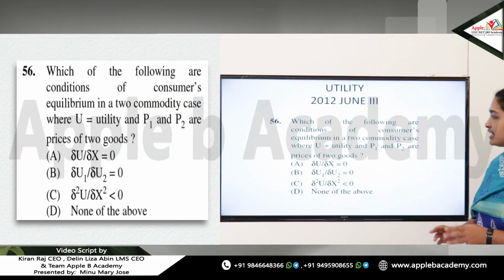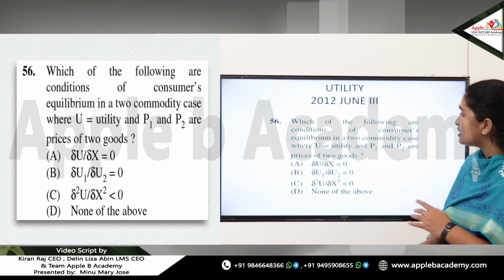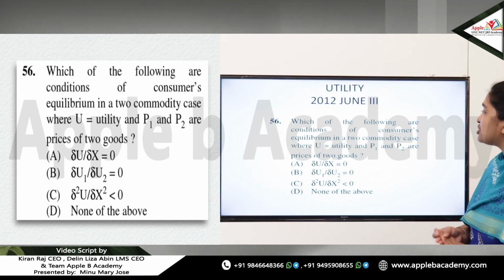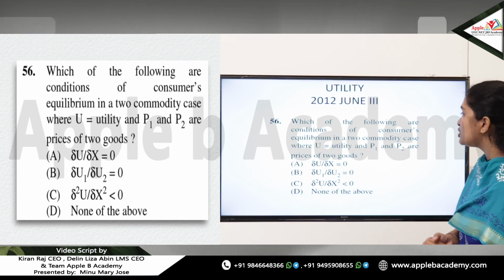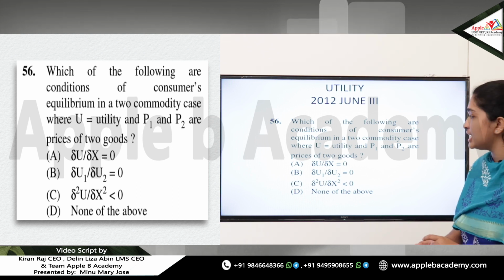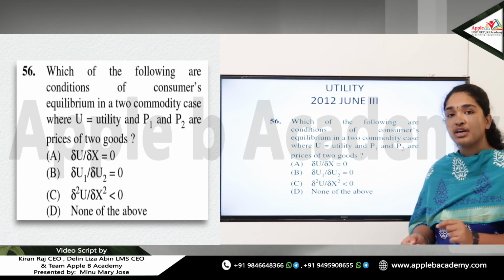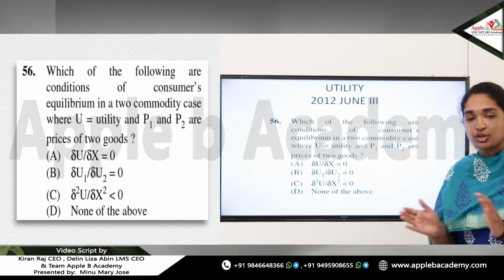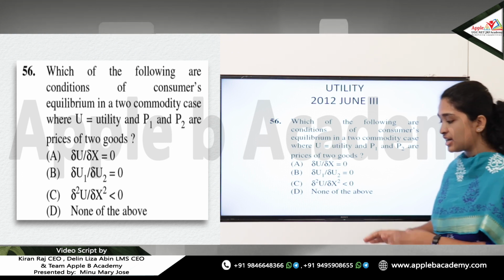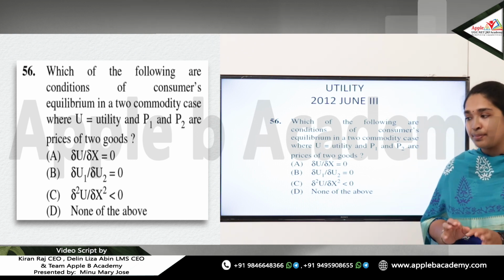The next question is directly from the marginal utility analysis that we had discussed. The question is from the 2012 June paper 3. Which of the following are the conditions of consumer's equilibrium in a two commodity case where U is equal to utility and P1 and P2 are the prices of the two goods? We must know the equilibrium conditions given under the consumer's equilibrium using the marginal utility analysis which was given by Alfred Marshall.